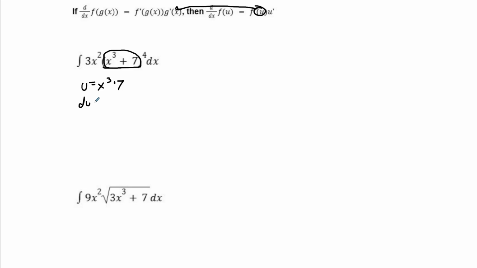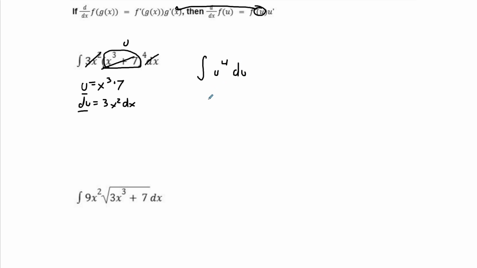So the derivative of u is just du, okay? And that's going to equal 3x squared dx, okay? So look at that. This 3x squared dx gets rid of all this and just replaces it with u. And this u gets rid of all this and just replaces it with u. So what we would have is just the integral of u to the 4th du, okay?